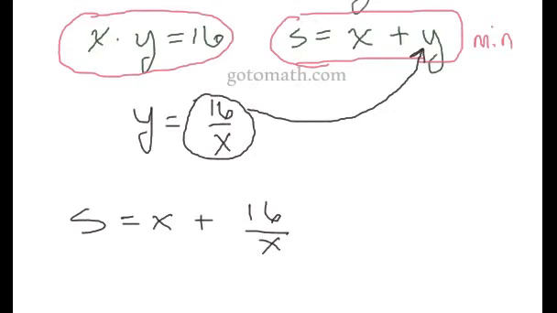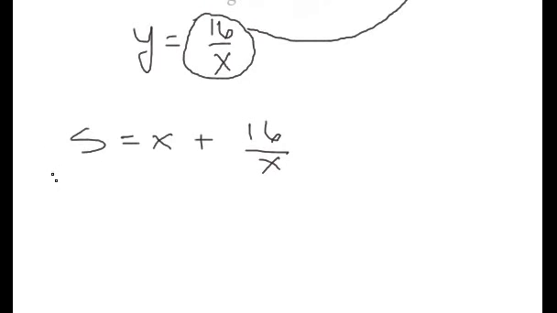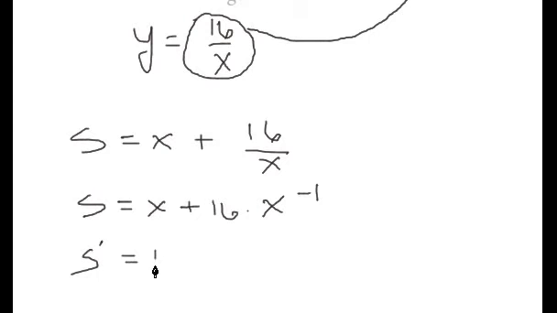Now what we're going to want to do is take the derivative of this, but the first thing I'm going to do is rewrite this. So this is s is equal to x plus 16 times, taking this to the numerator, x to the negative 1. Alright, then we take the derivative. So I'm going to say s prime is equal to, the derivative of x is 1, take this negative 1, bring it out front, times the 16x, subtracting 1 from the exponent, and we get x raised to the negative 2.